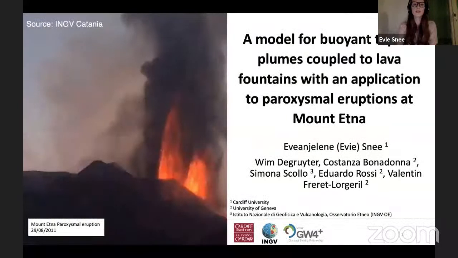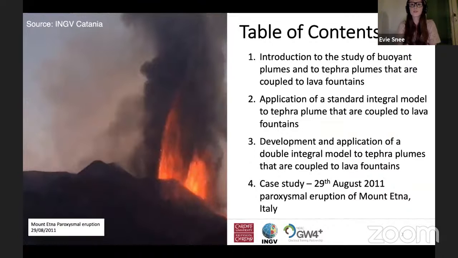Etna, and we can see this lava fountain with this tephra plume associated to it. So today's talk is going to follow a format.